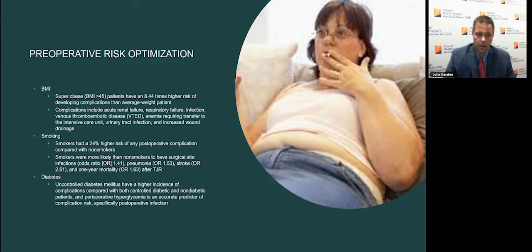Diabetes is another one. There's multiple numbers on the hemoglobin A1C and fasting glucose that you can use as cutoffs. Most people use a hemoglobin A1C of between 7 and 8 for control before total joint arthroplasty. I think this is imperative in the total joint field.